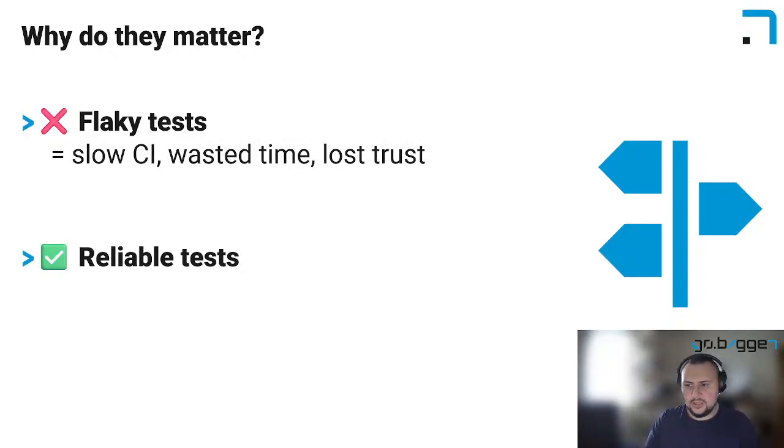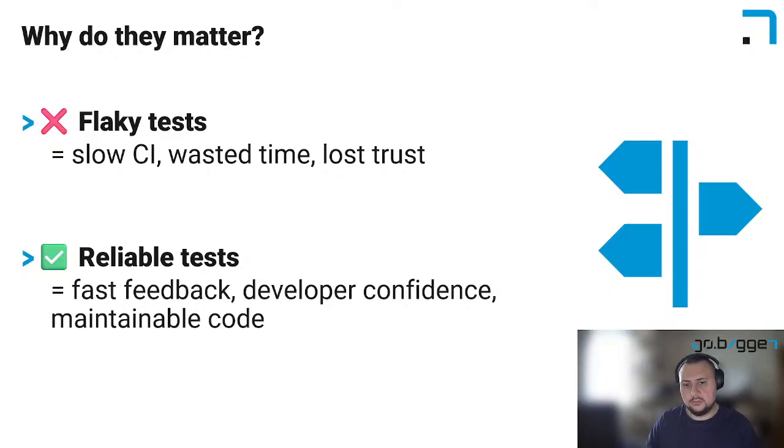Tests fail randomly. We have blocks for releases or something completely unrelated. We have slow CI pipelines. We waste our time. And even worse, we lose trust in what we do and what our software does. What we want in the very end: reliable tests that give fast feedback, developer confidence, as well as maintainable code. That's the goal for us to have at the very end.